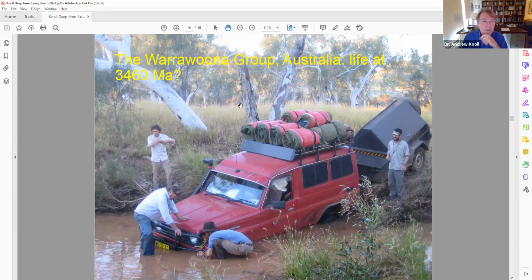And that's something called the Warrawoona group in Western Australia. It's nearly 3.5 billion years old. This just shows you the fun you have when you're trying to get to see it. But what do we actually find?